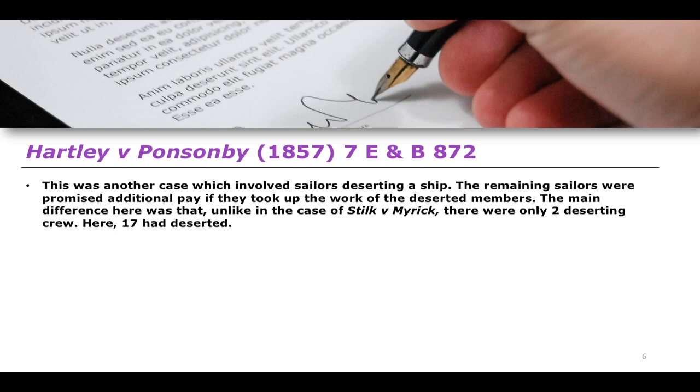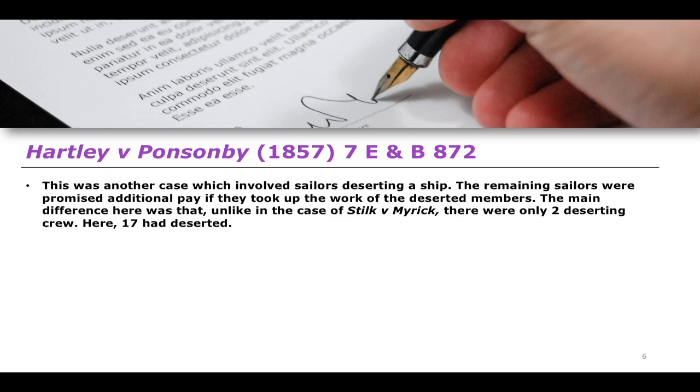So the previous case of Stilk and Myrick was a case where they had gone to the Baltics and come back again to London, and 2 of the 11 crew deserted. The conditions were harsh, and the captain refused to pay them this additional amount of money in return for their essentially finishing the voyage. And it was argued in that case that they had already contracted to go on this voyage, and so they cannot have gone and used the same consideration to create a new contractual agreement.